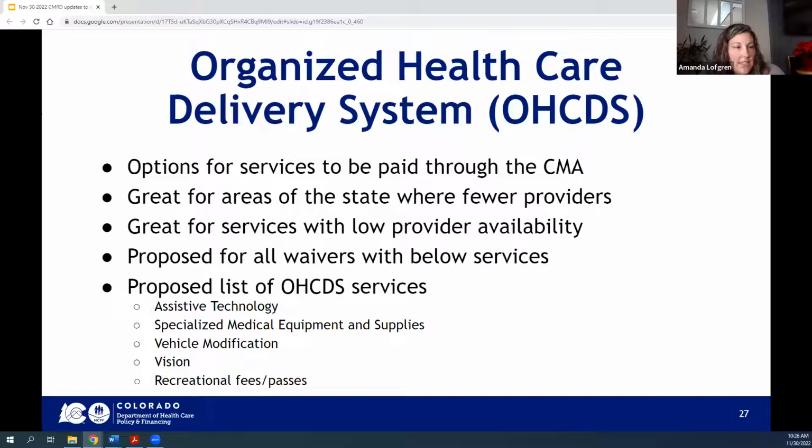The case management agencies will be required to purchase these goods and services at a fair market value. They must have a conflict of interest mitigation strategy in place, and they must ensure that vendors are certified and authorized by the case manager to act as the organized healthcare delivery system, or OHCBS is the acronym. This new function will be added to the case management contract, but be made available to all members under all waiver programs. So it will no longer be limited to just individuals on our IDD waivers.